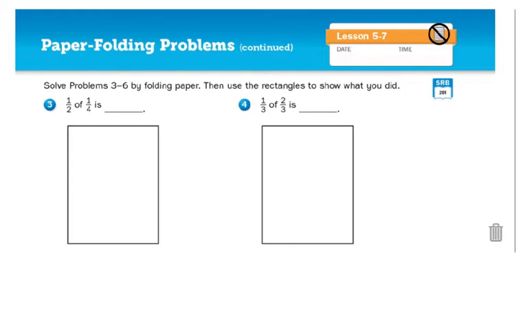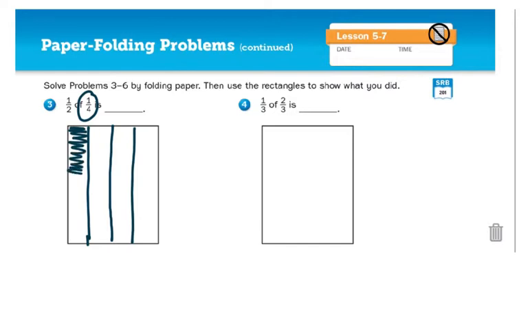Problem number 3. Solve problems 3 through 6 by folding paper. Then use the rectangle to show what you did. So 1/2 of 1/4. I'm going to start by dividing it into 4 equal parts: 1, 2, 3, 4, shading 1/4.